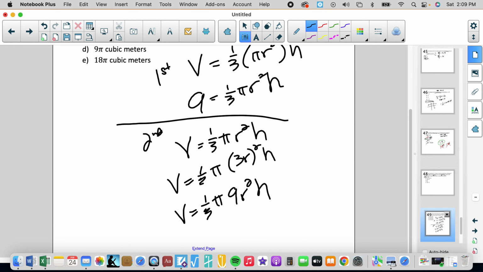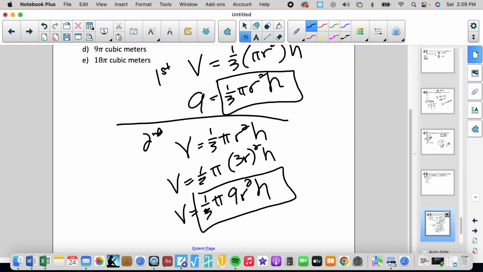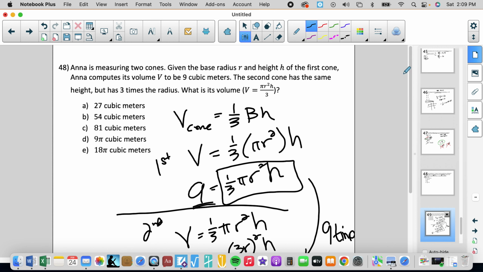So what is the difference between these two? It's 9 times as big. So that's 9 times bigger. And if this is 9, so 9 times 9 is 81. So it's going to be 81 cubic meters larger.